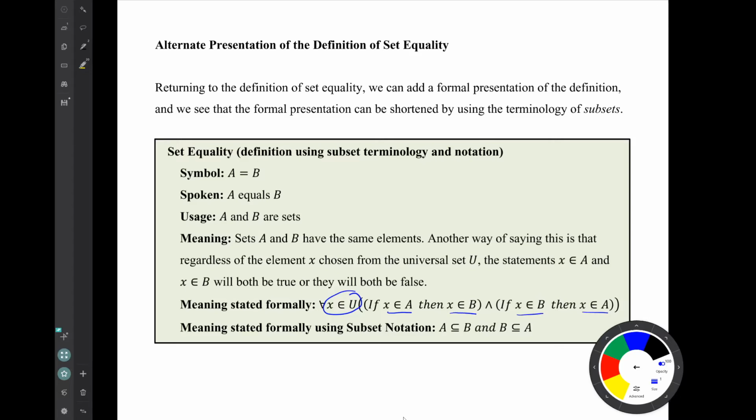Oh, but we have abbreviations for these symbols. It's this. And this is abbreviated this way. So set equality can be abbreviated this way using subset notation. To say that A equals B as sets means this. A is a subset of B and B is a subset of A.